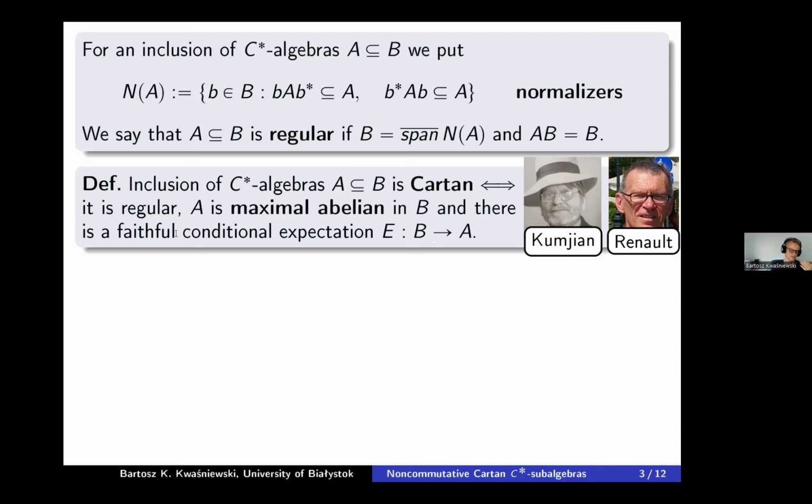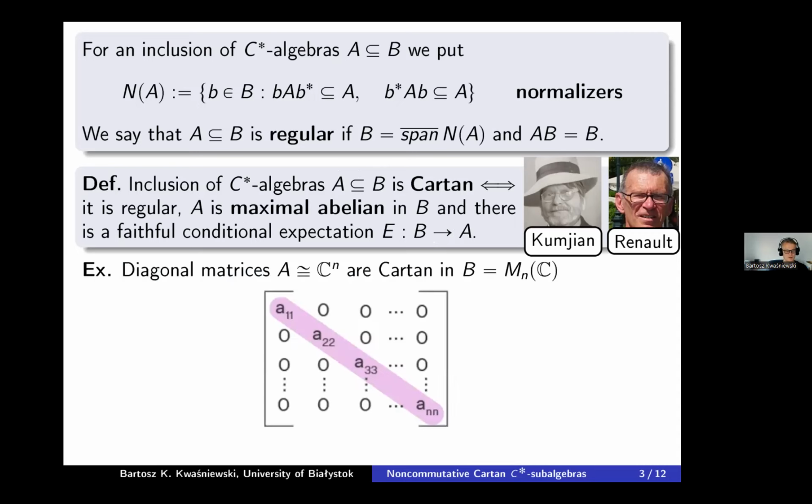And faithfulness means that it sends non-zero positive elements to non-zero positive elements. So the primordial example comes from diagonal matrices. So if we take A to be diagonal matrices, so we have only entries on the diagonal and zeros everywhere else. So this is well known.